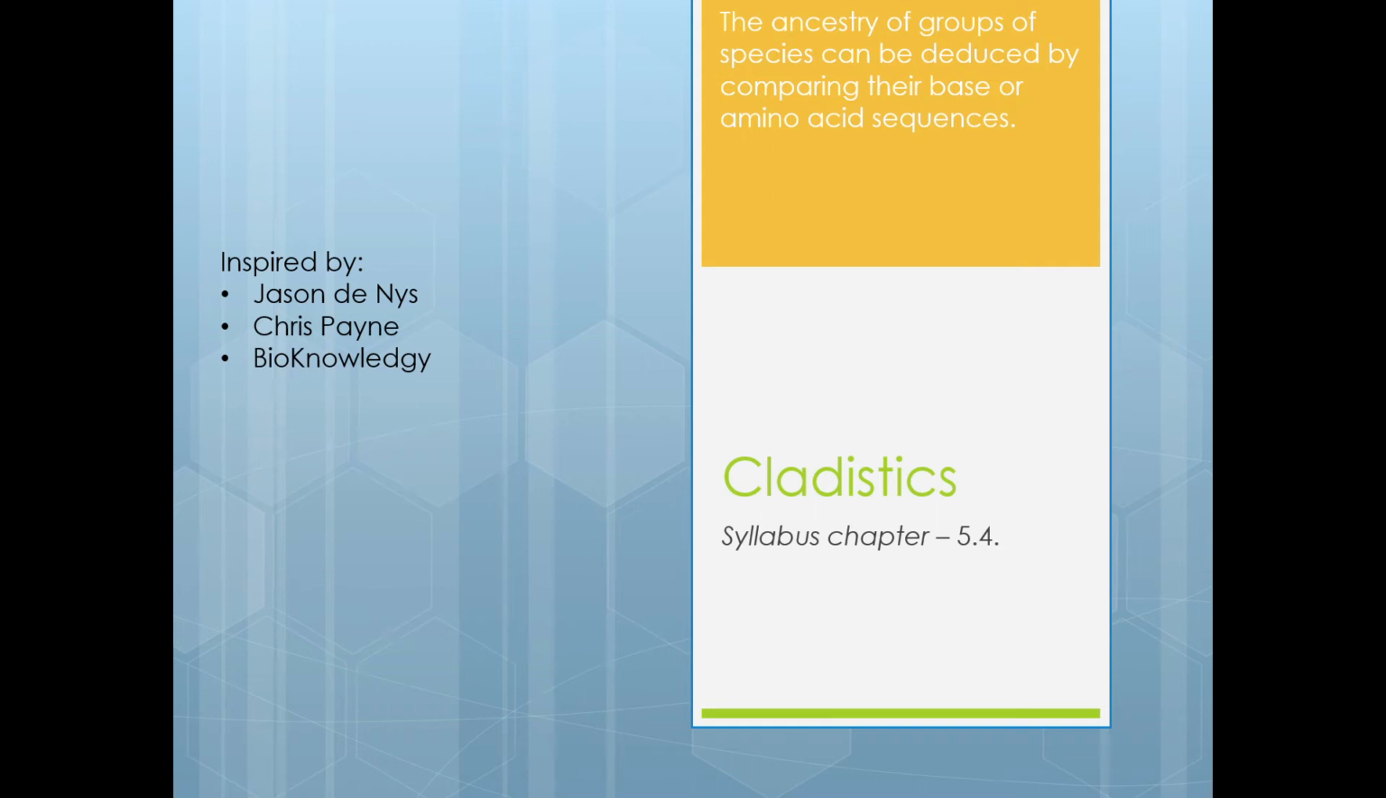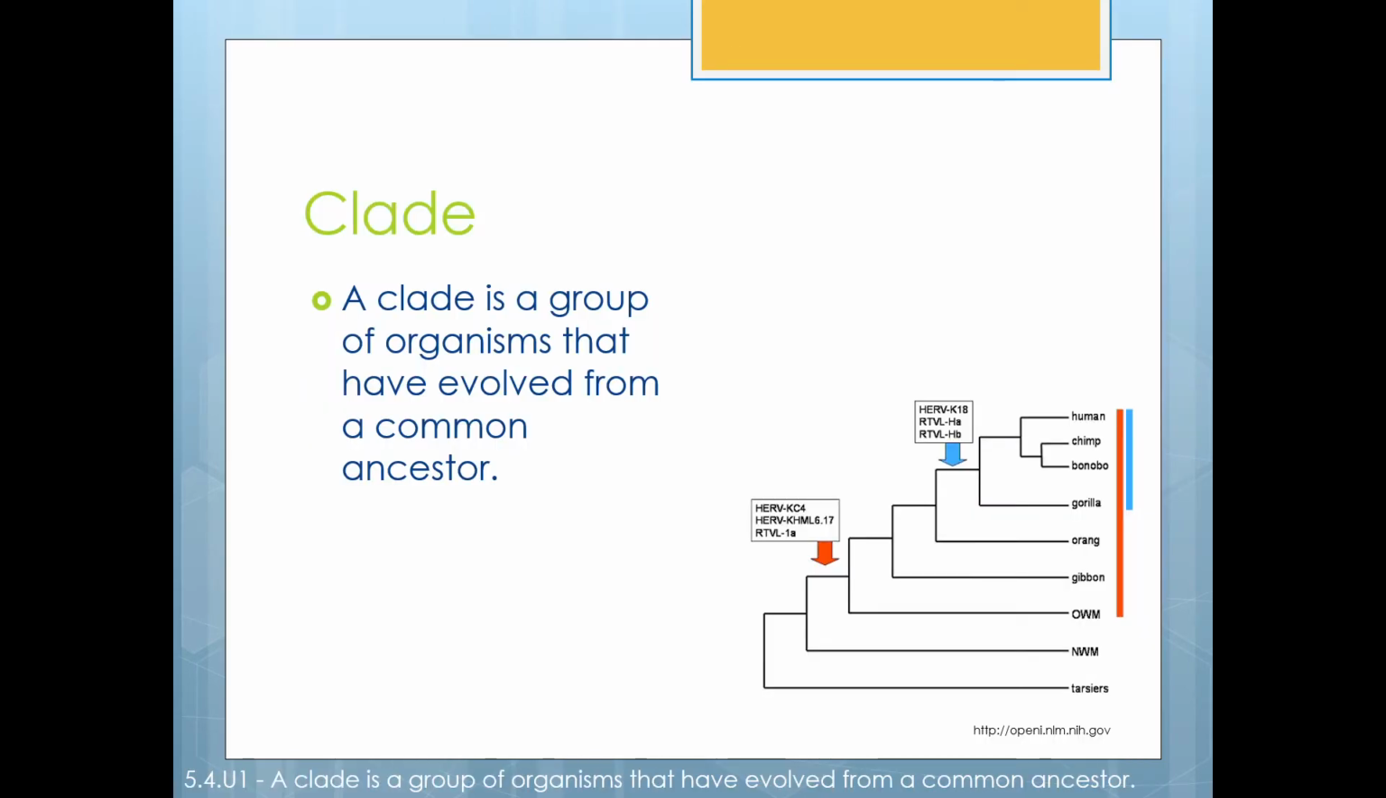This is the last part of the chapter focused on evolution. It's about cladistics, and I'd bet that you don't know what cladistics is. So this is the idea of showing the evolutionary relationships between organisms in the form of a branching tree. It looks more or less like that.